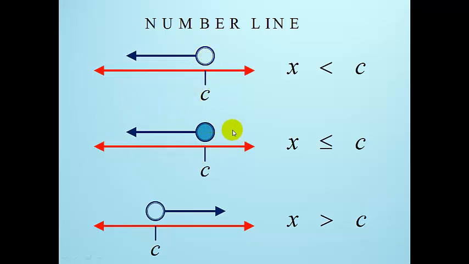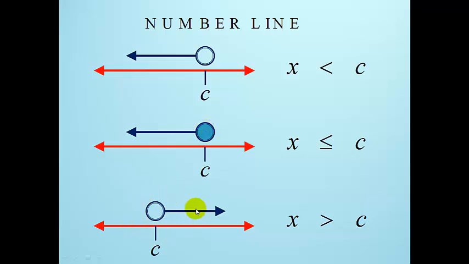Now, when we consider this number line, the inequality is x is less than or equal to c. So values of x less than or equal to c are on the left of c. This circle is shaded because the inequality sign is less than or equal to. So because of the equal to, it means that c is also included. That is why the circle is shaded.